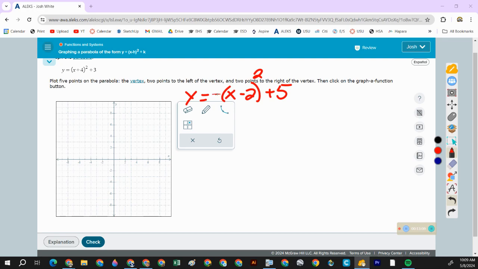What if this was negative? Then we would do the same vertex, over 2, up 5. But now instead of going up, we do over 1, down 1, over 1, down 1, over 2, down 4, and then over 2, down 4, and the parabola opens downwards.